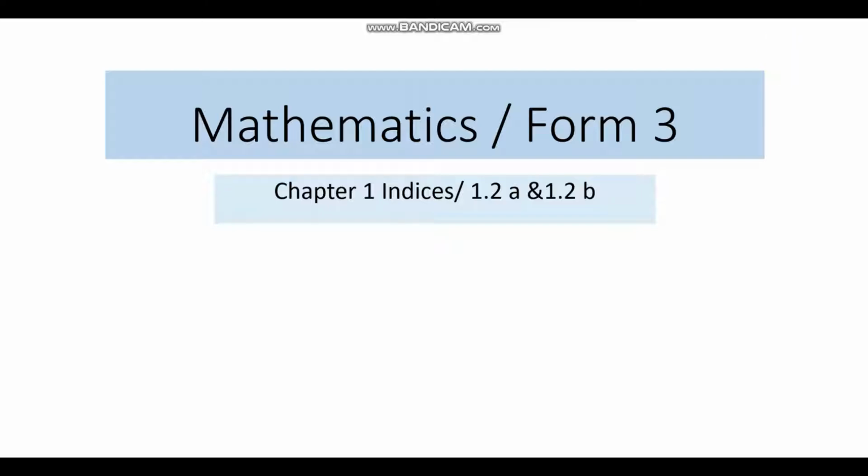Today we are going to learn about Mathematics Form 3 Chapter 1, Subtopic 1.2a and 1.2b.